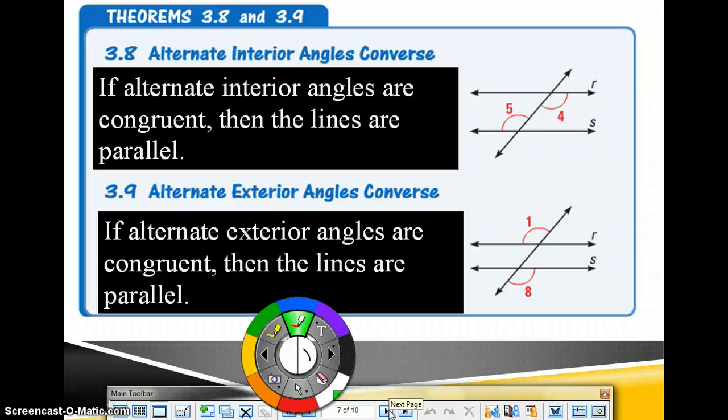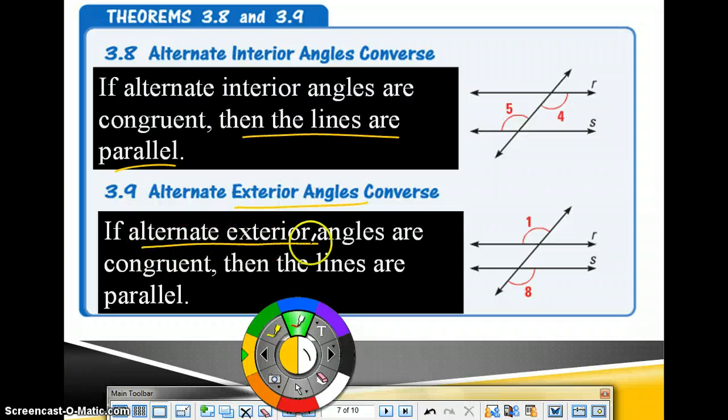Okay, so here's two more theorems that say basically the same thing. But it's what we did last time. Everything's just switched as far as the order in which we know it. So now the alternate interior angles converse. If alternate interior angles are congruent, then the lines are parallel. Alternate exterior angles. Before, we said that if we have parallel lines, then the alternate exterior angles are congruent. Now we just switch that.